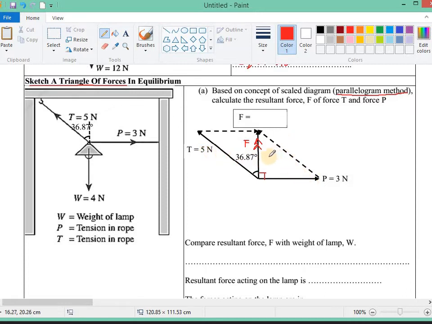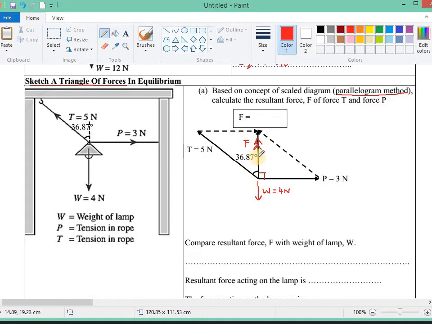Why is it that we know that the resultant force of 5 Newton and 3 Newton is directly going upwards? Because this resultant force is there to balance off. The resultant force must go against the weight, which is 4 Newton. These two forces must be directly opposite each other. Then the resultant force will be able to cancel off this weight of 4 Newton, and the forces will be in equilibrium.